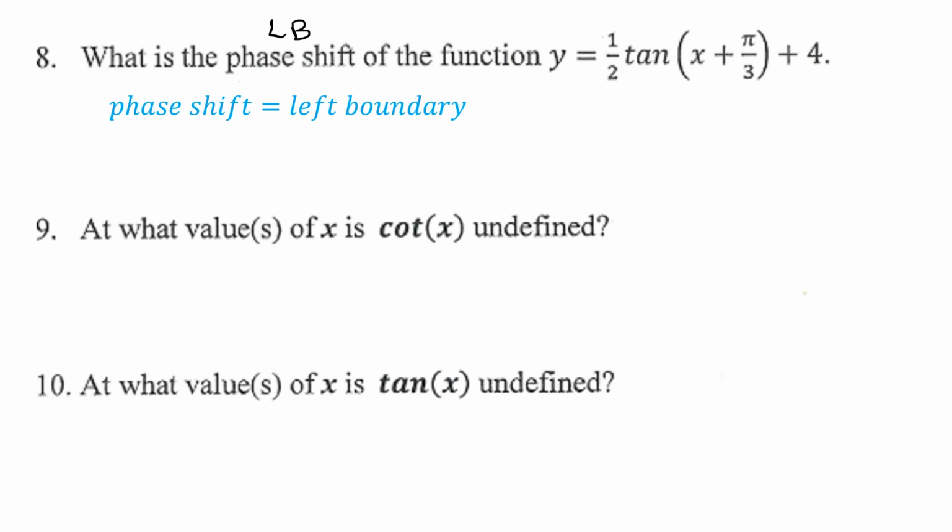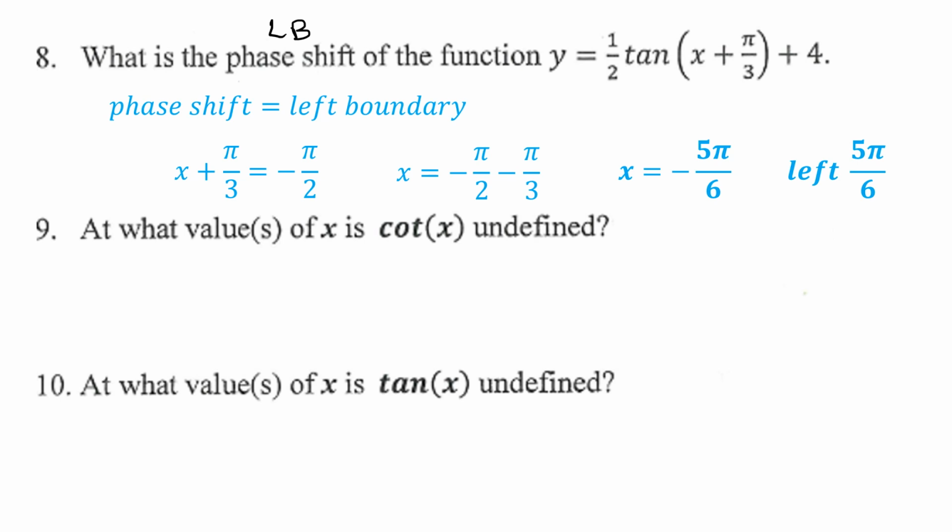It's taking the horizontal stretch or shrink, this one does not have, along with its shift horizontally left or right, and putting those together to get that left boundary. So we're going to set everything in parentheses, x plus pi over 3, equal to negative pi over 2. That's where that asymptote would be, that left boundary where it's undefined. And then we will solve by subtracting pi over 3 and simplifying. So x equals negative 5 pi over 6, which means our phase shift goes left pi over 6 units.